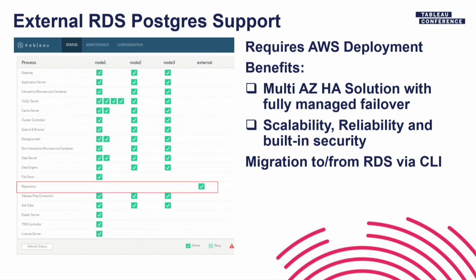We offer a CLI command to essentially move from your local repository up to RDS and back. So once you configure RDS, you can choose to move it there. If at any point you need to move it back, there are CLI commands that let you go back and forth.